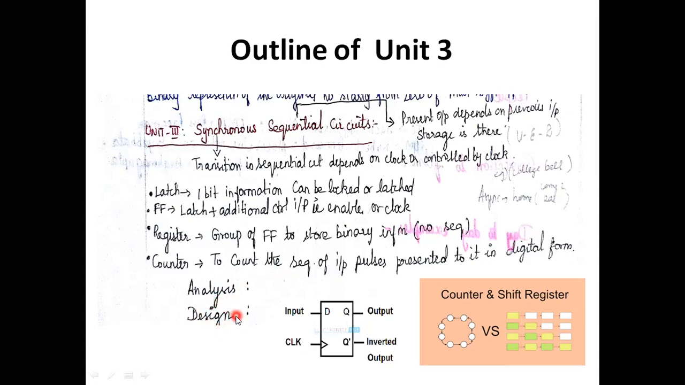Coming to the design part, you will be given a problem, and for example, you will be asked to design a counter that counts from 0, 1, 2, 3, 4, 5, 6, 7, 8, 9, and once again comes back to 0. So they will give a problem and make you design a circuit. That is called design. In analysis, they will give the particular circuit itself, and you will be asked to find how it will function, how it will operate. That is called the analysis part. So these are the things we are going to see in Unit 3.